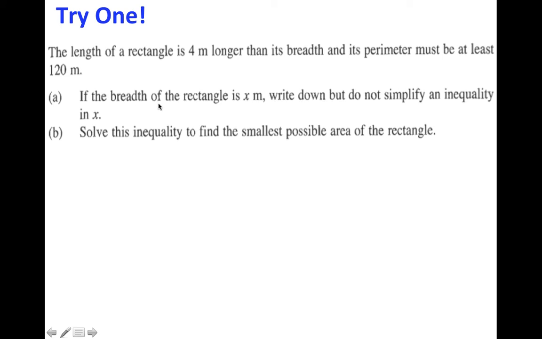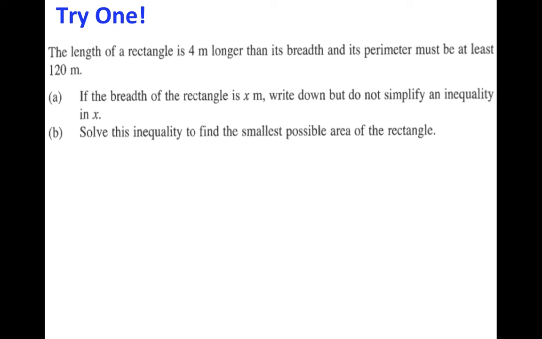A, if the breadth or the width of the rectangle is x meters, write down, but do not simplify, an inequality in x. So in other words, write an inequality that has that variable in it. And then B, solve the inequality and find the smallest possible area for the rectangle. So, all right, good word problem, good use of inequalities, good math here. Give it a try. Pause the video. All right, if you're still playing the video, I'm about to show the solution, so pause it if you're trying.